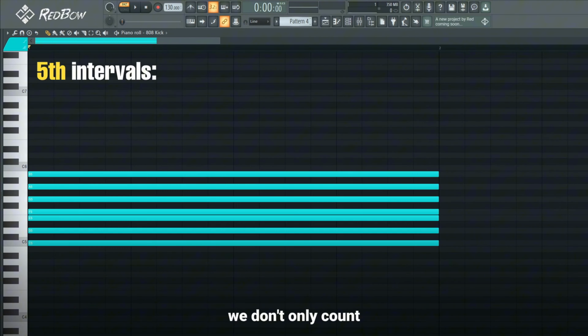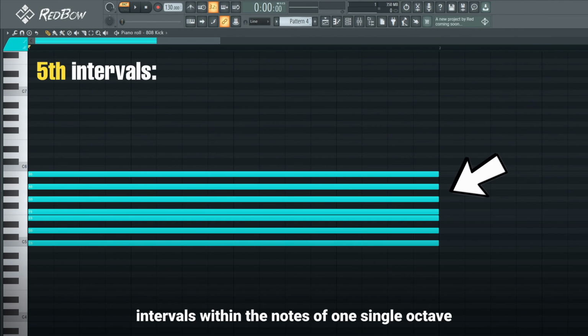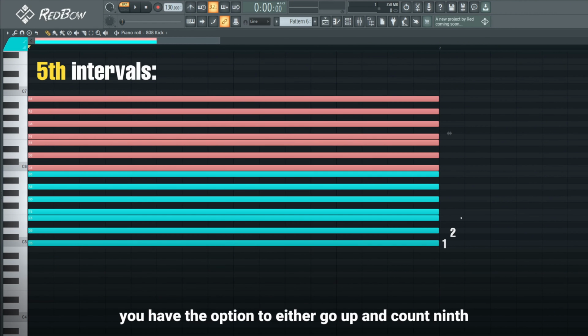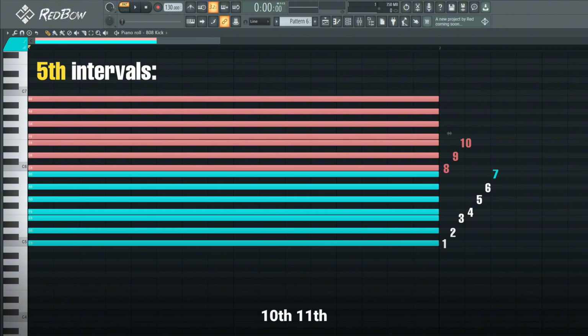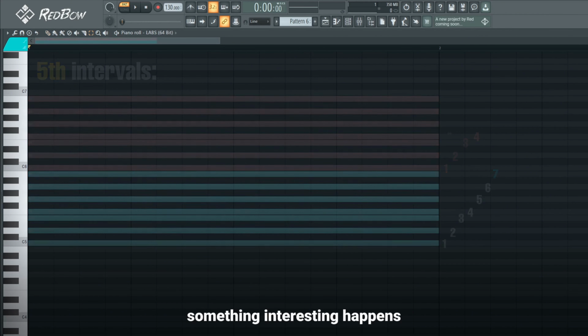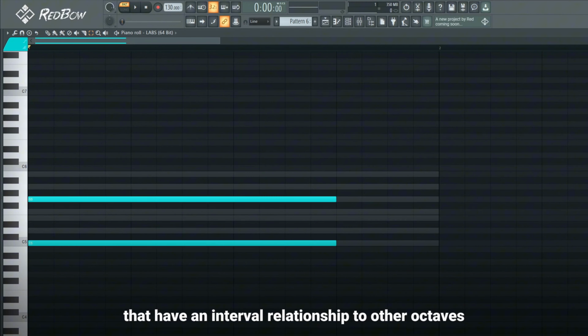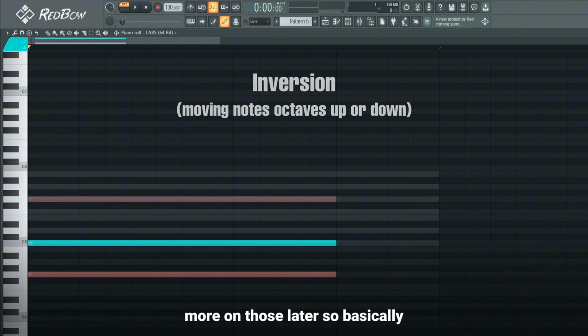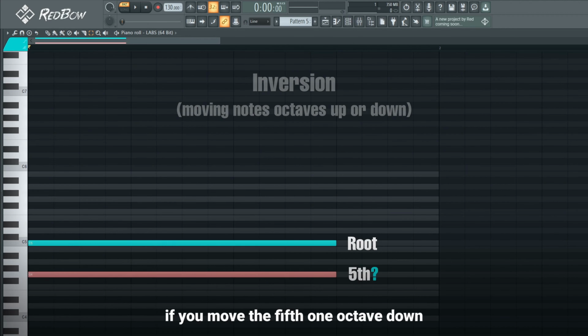You see, in music, we don't only count intervals within the notes of one single octave. We count them in all octaves. And like I told you, here you have the option to either go up and count 9th, 10th, 11th, and so on, or go back to 2nd, 3rd, 4th, and so on. Well, if you do the latter, something interesting happens. Moving notes that have an interval relationship to other octaves up or down is called an inversion. More on those later. So basically, if you move the fifth 1 octave down, now it's inverted.